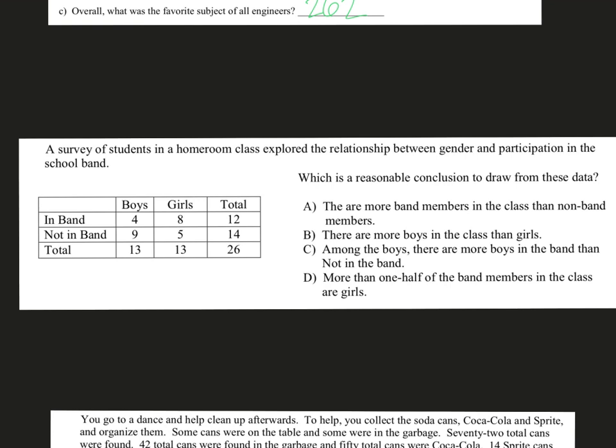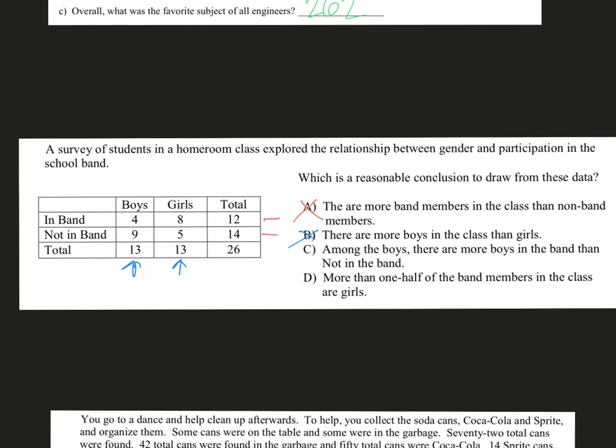Okay, hopefully you did that. So A says there's more band members in the class than non-band members. Let's see, in a band, it says that the total for in a band, we have 12, and the total for not in a band is 14. So there are actually more people not in a band, so it's not going to be A. For B, it tells us there are more boys in the class than girls. Again, we're going to look at the total now for boys and for girls. It says there's 13 boys, 13 girls, so the same amount.